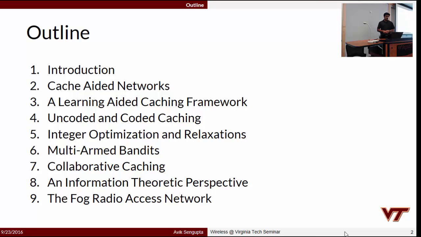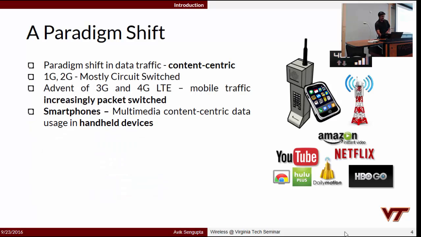As far as the outline is concerned, we'll just get started for lack of time. So, to introduce caching, it is motivated by the paradigm shift that we have seen recently in content-centric networks. Going from 1G, 2G, and currently to 3G, 4G, and on to 5G, we have seen that the nature of wireless traffic over the air has undergone a drastic shift to become more content-centric and packet-switched from the circuit-switched nature that we observed mostly due to voice calls earlier.